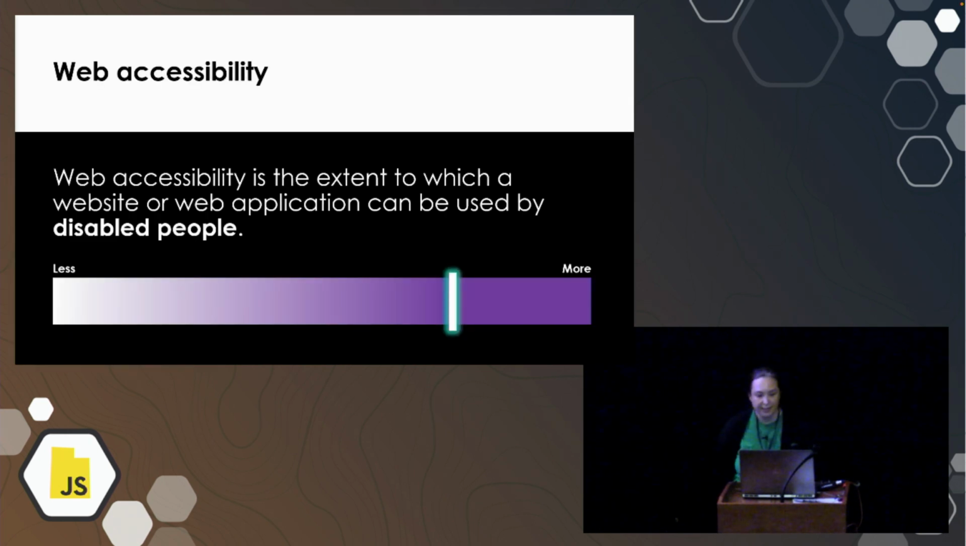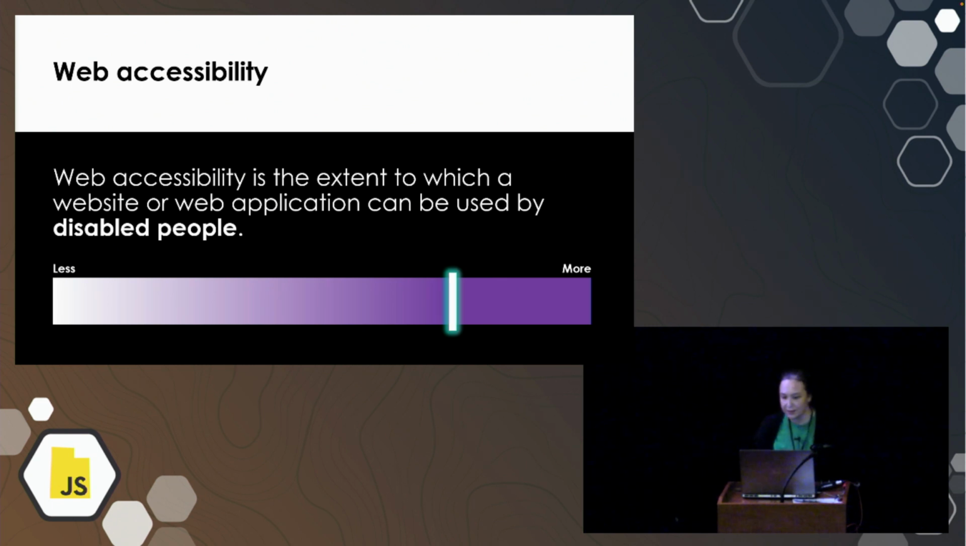So what is web accessibility? This is my definition here. Web accessibility is the extent to which a website or web application can be used by a disabled person. I think this is important to be clear about because there are different models of disability. The social model of disability says that our environment creates barriers and is what is inherently inaccessible about things like the web. I like to think about accessibility as a spectrum.